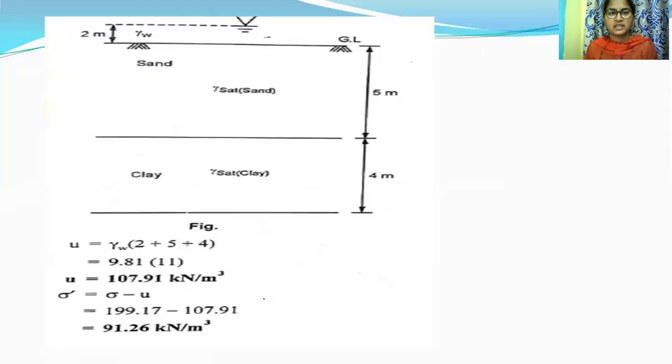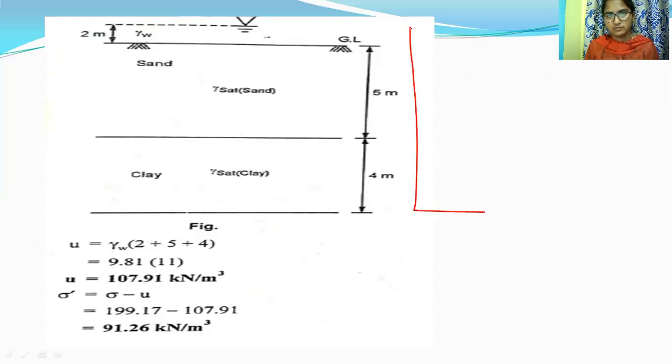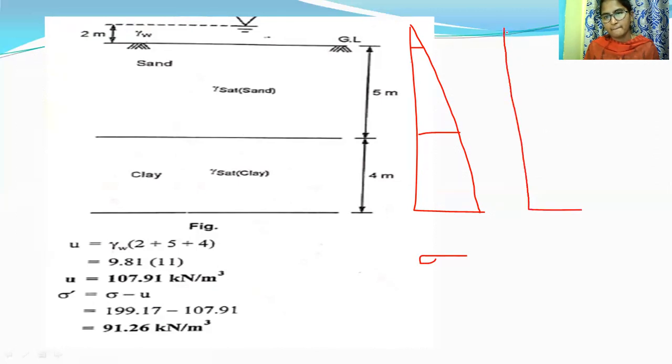First of all, we should understand the formula and the conditions given in the problem. In this case, we can draw the pressure distribution diagram this way: one layer, second layer, third layer. This is for total stress, and the pore water pressure and effective stress diagrams.